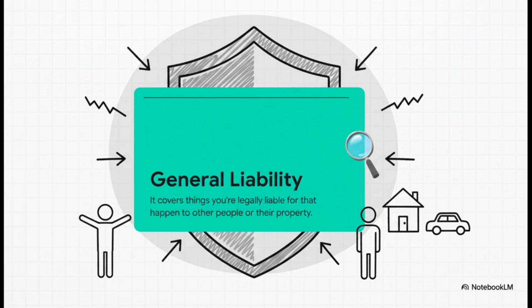Okay, so what is general liability, really? The best way to picture it is as your third-party liability shield. And those two words are everything, third party. This policy is all about protecting you when your work accidentally hurts someone else or damages someone else's stuff. Think of it like a shield that's always facing outward, away from you.